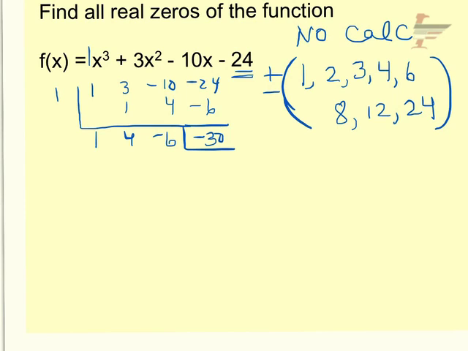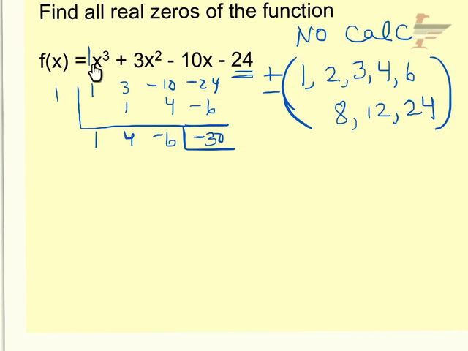Now, I'm going to tell you a little shortcut hint, possibly. Instead of doing synthetic division to see if I get a 0 remainder, why don't I just do direct substitution to see if I get a 0 remainder? Because if I put 1 in here, 1 cubed is 1, plus 3 times 1 squared is 3, so 1 plus 3 is 4, minus 10 times 1, so 10. So 4 minus 10 is -6. -6 minus 24 is -30. So I would know that 1 doesn't work.